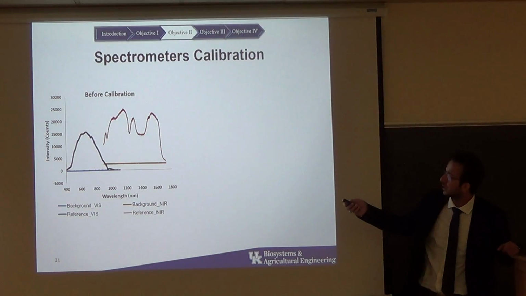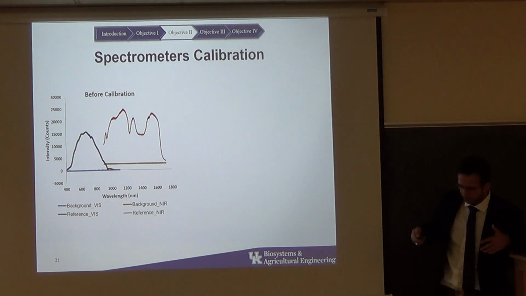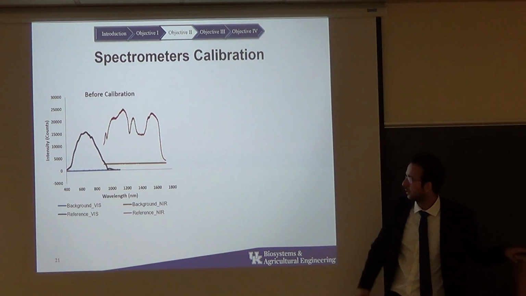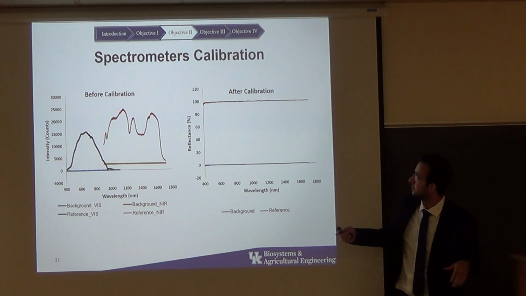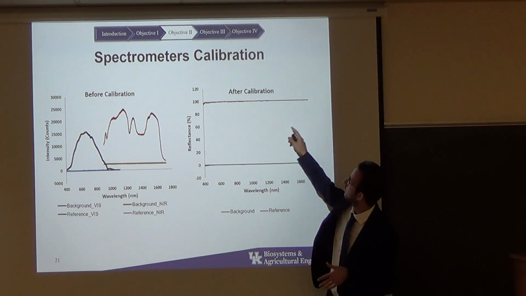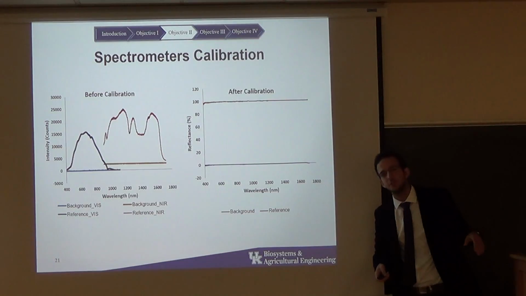As you can see, before we calibrate our values, for the reference and background we have huge variability. When we calibrate, when we don't have any light, we get 0, and we get 100 when we are using the reference light.